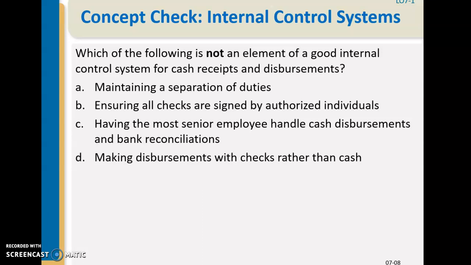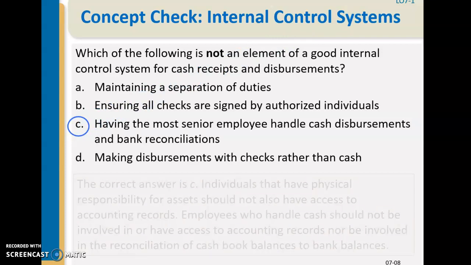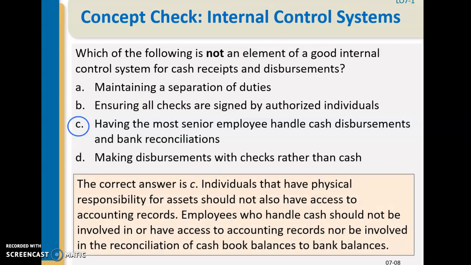Ensuring all checks are signed by an authorized individual? Having the most senior employee handle cash disbursements and bank reconciliations? Or making disbursements with checks rather than cash? So which one of those four is not an element of good internal control? Please pause your video and figure out which the correct answer is. Then restart your video and check your solution. Did you choose C? If not, please take a few minutes to read the explanation at the bottom of this slide.